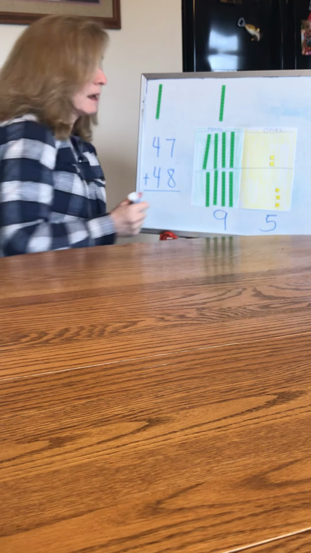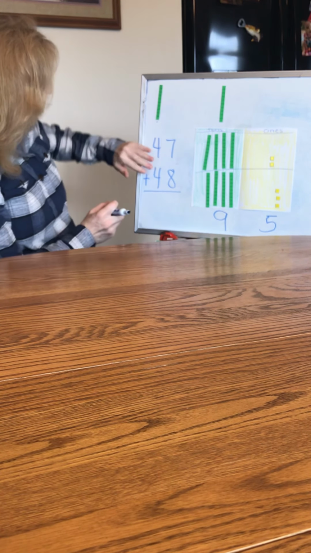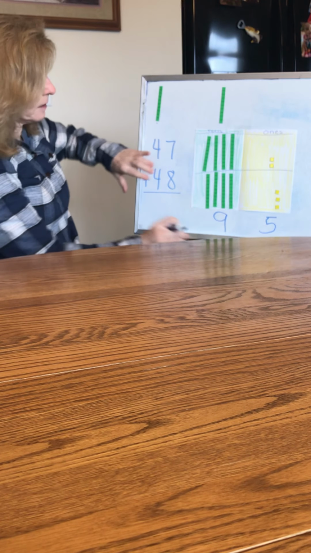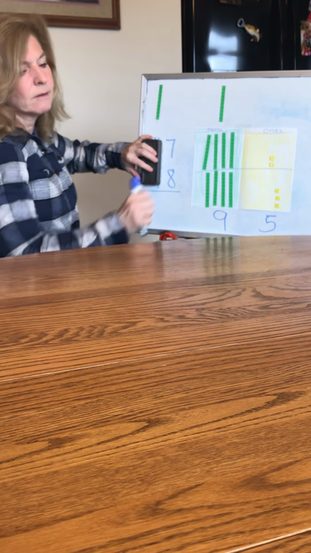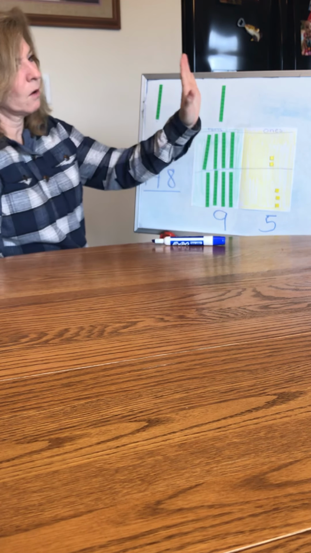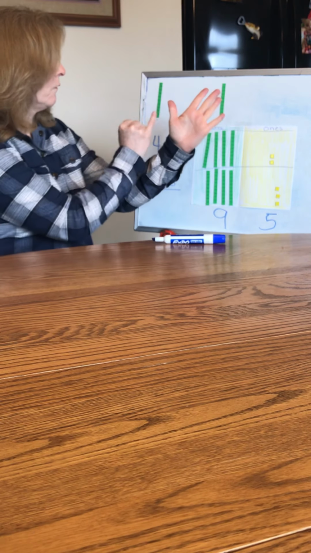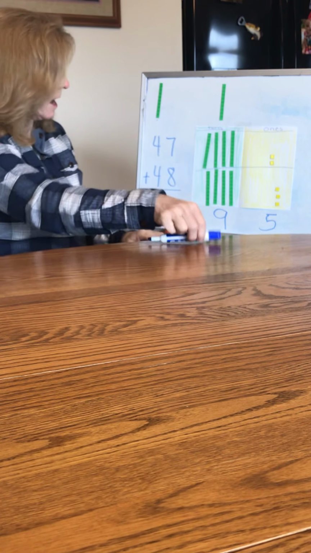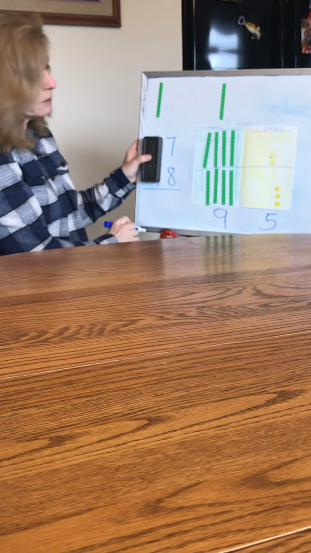There we go, 95. Let's try it with just the numbers and we'll see if we get the same thing. I'm going to cover up these tens. Actually, I'll do it with the eraser. That helps a little bit. 8 plus 7, grab it and count on. Here we go. 8, 9, 10, 11, 12, 13, 14, 15. Okay, 15. Let me go back and cover this up because I don't want it to confuse me.